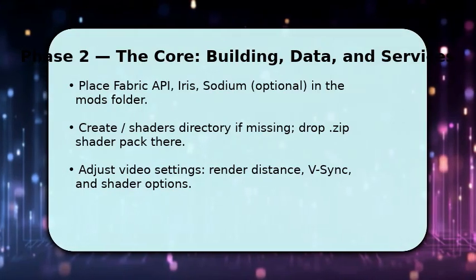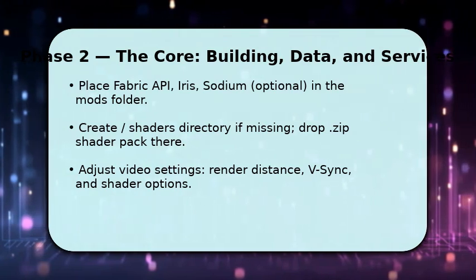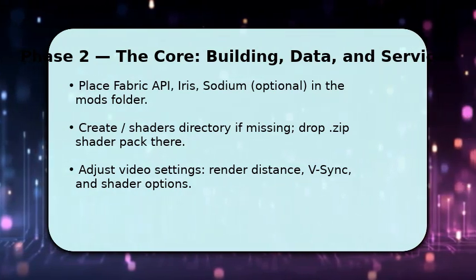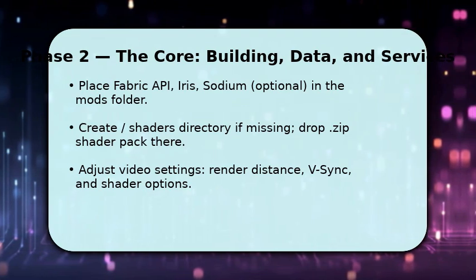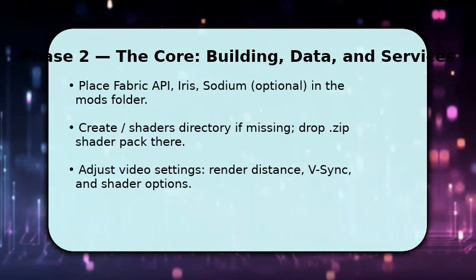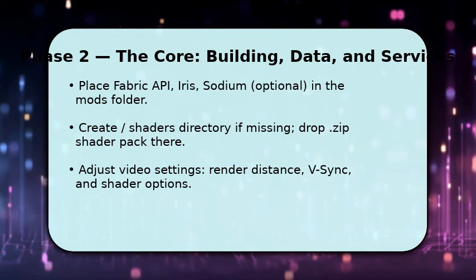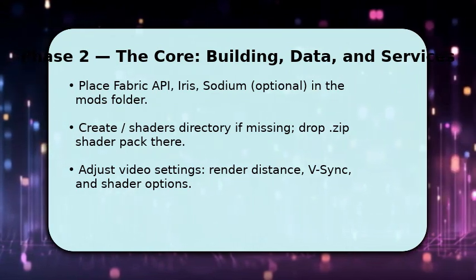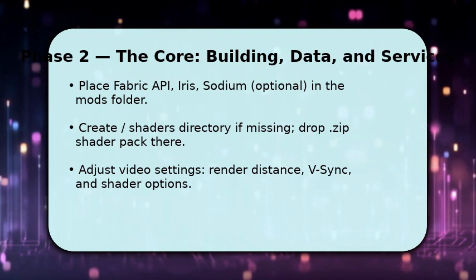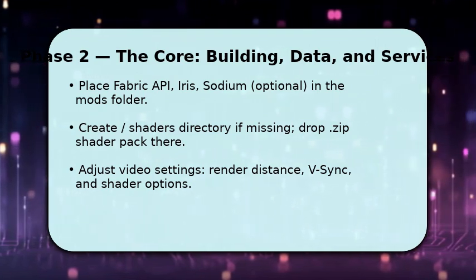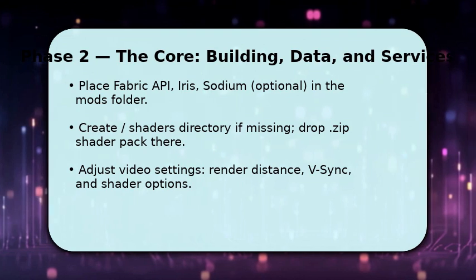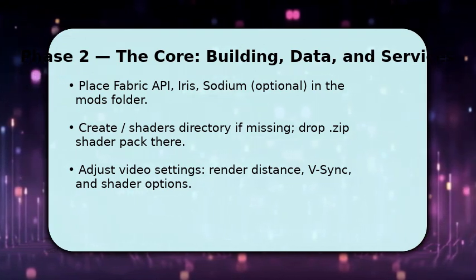Now you put the downloaded jar files, Fabric API, Iris, and Sodium if used, into Minecraft's mods folder and start the game once to generate configs. After that, quit and create a shaders directory in the instance folder if it's not there, then move the shader zip into it. Relaunch, open video settings, set render distance and VSync appropriately, and open shaders to select your pack.